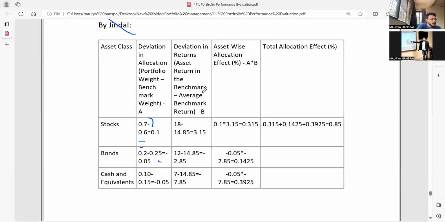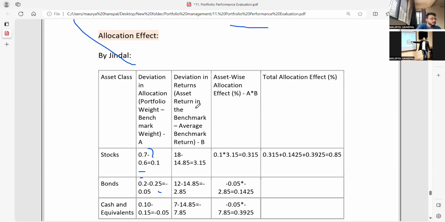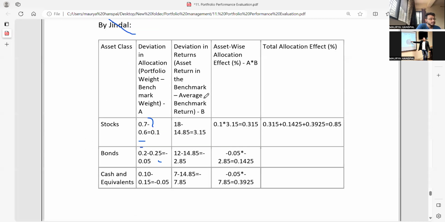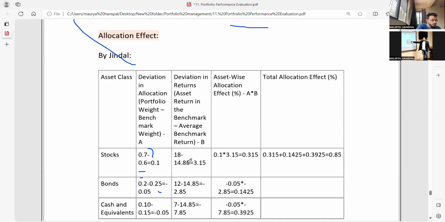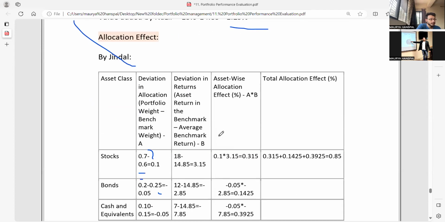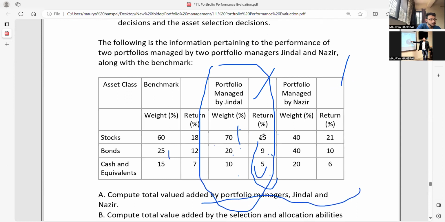So that is the difference here. And here you have the second column: the deviation between the asset return the benchmark has given and the average return of the benchmark. What was the benchmark's return? It is 14.85, correct? And the return of stocks, bonds and cash equivalents we have taken. The return of stocks, 15.